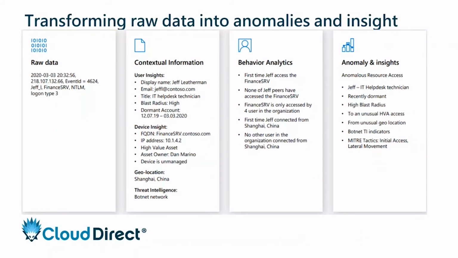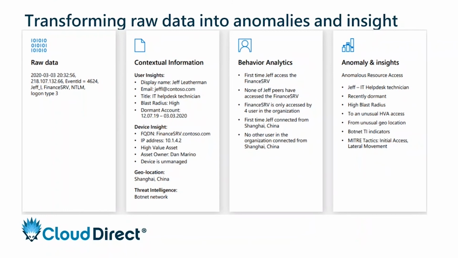It's got the IP address details in there. The location that this data is coming in from is Shanghai in China. And behavior analytics, looking at that, that's the first time that Jeff has accessed that specific server. No one Jeff works with has accessed that server before, and it's only accessed by 4 users in the organization. And it's also the first time that that user's connected from Shanghai, and no other user in the organization connects from Shanghai.